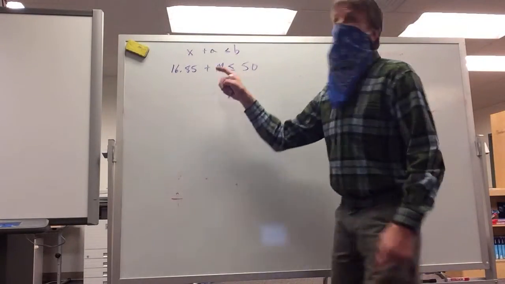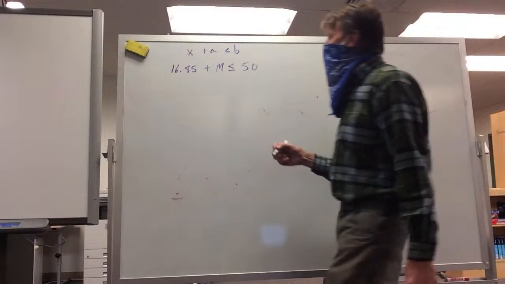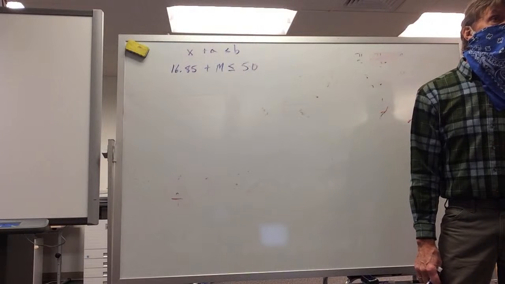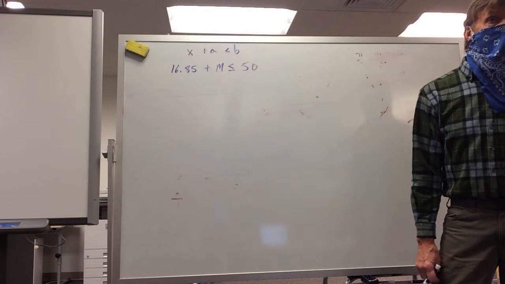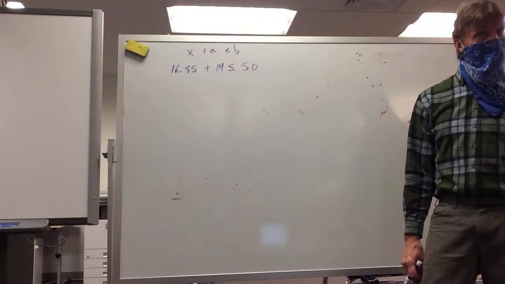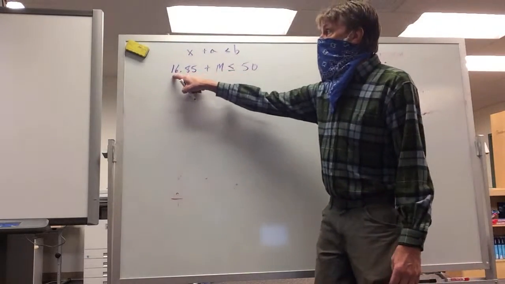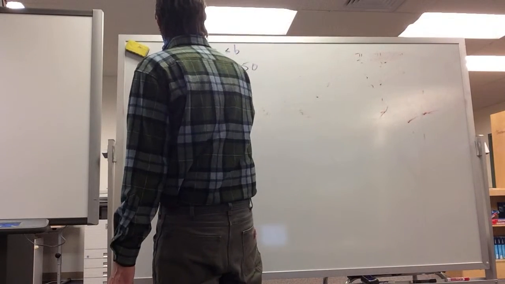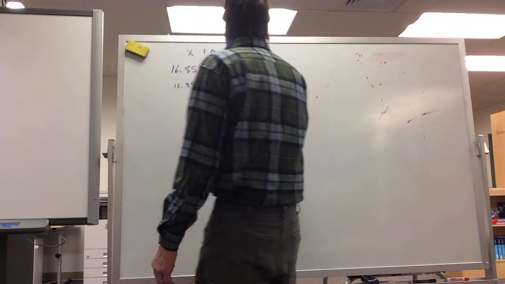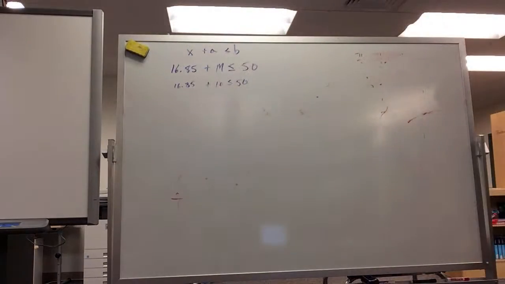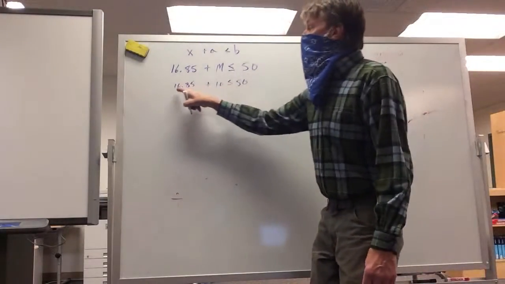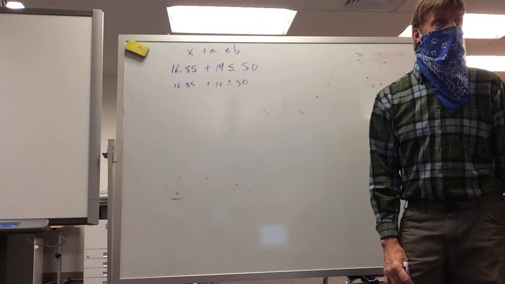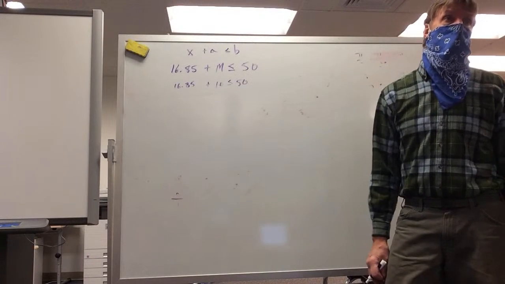So what are numbers that would work? What are possible solutions? 10. It's another one. 18 pounds. What's another one? 25 pounds. So if I put 10 in here, I'd be at 26.85. Is this a true statement? Yes. Yeah, it is. If you put 18 in here, it'd be 18 plus this number. Is it still less than or equal to 50? Yeah.